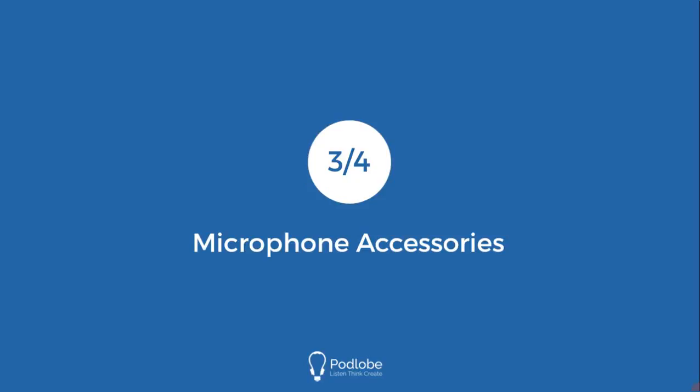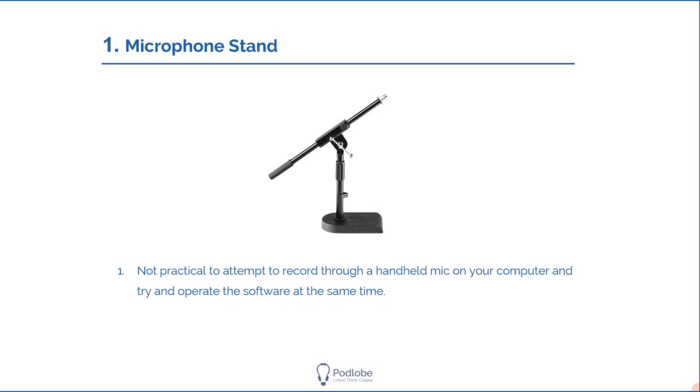Now, aside from getting a microphone, there are other accessories you need to make your recording very great. The very first one is a mic stand. It's not practicable to attempt to record your podcast with a handheld mic while you're also trying to operate the software. Oh my, it's really going to be very stressful. A mic stand allows you to put your microphone in a very convenient position and record comfortably.